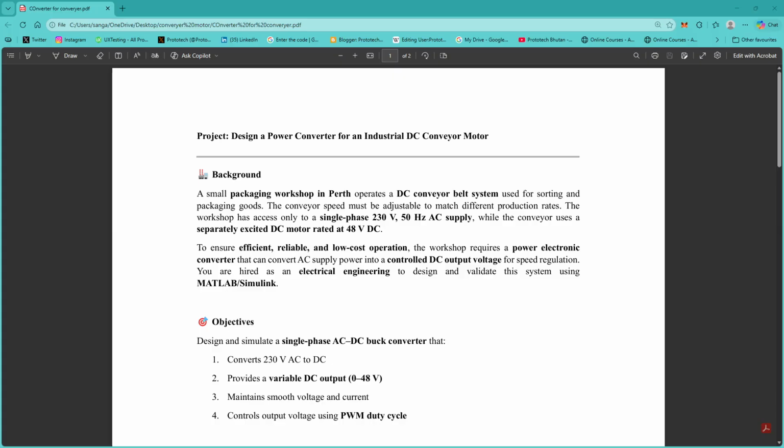The background says a small packaging workshop in Perth operates a DC conveyor belt system, and they use a DC motor that needs to be controlled. So the objective of this project is to convert a 230 volt single phase AC supply into a controlled DC voltage and use it to regulate the speed of a separately excited DC motor.